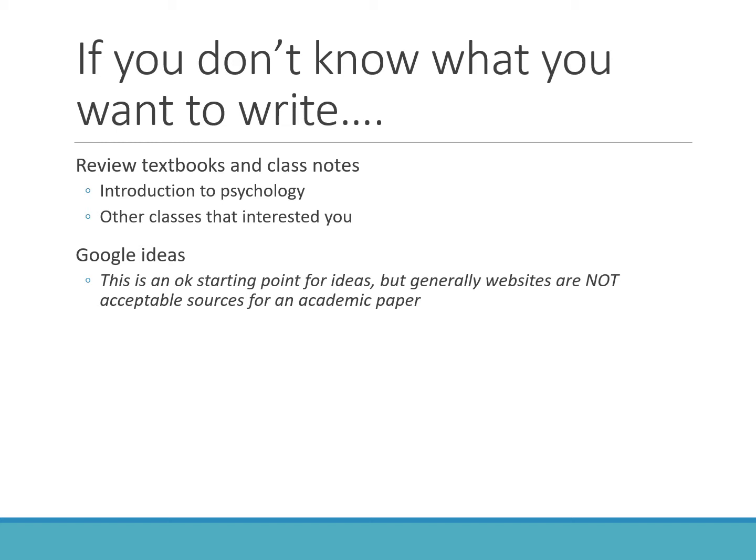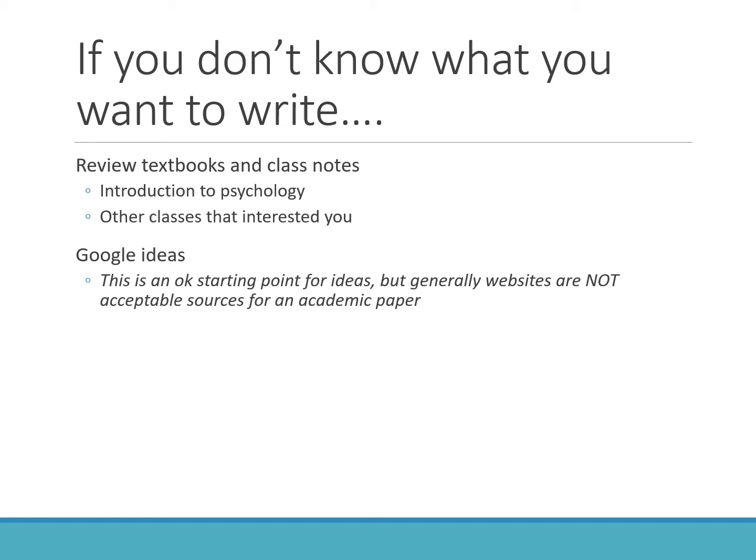So if you don't know what you want to write, a couple of things that you might do to help you figure it out. First is review textbooks and class notes, not from this class, but from other classes that you've taken. So if you still have your Introduction to Psychology book, you need to pick a topic in psychology. So this might be a really good place to start figuring out exactly what area you might want to look at. Other classes that have interested you that you really liked, review your notes or your textbooks for those and think about what aspect of that did you really like? What do you want to learn more about?